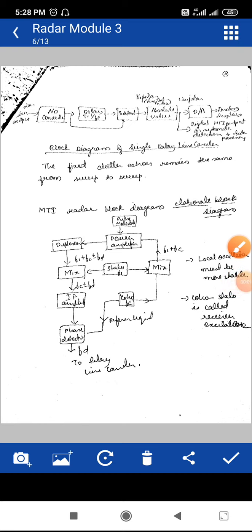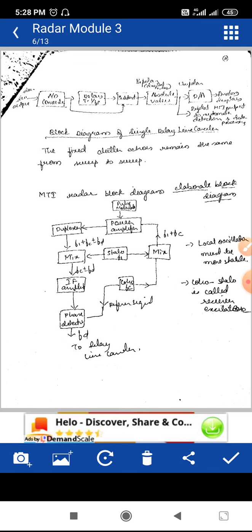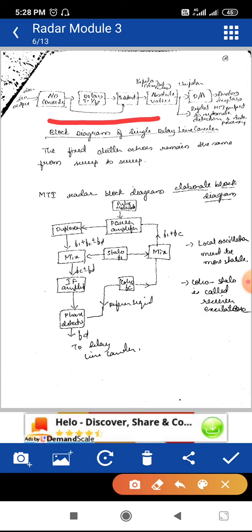Now we'll continue with the sweep to sweep delay line canceller. The block diagram shown here is showing you the delay line canceller. First, whatever output we are getting from the Doppler filter, we are giving it to the A to D converter. Then with the help of delay, here we can use a memory element also in place of delay.